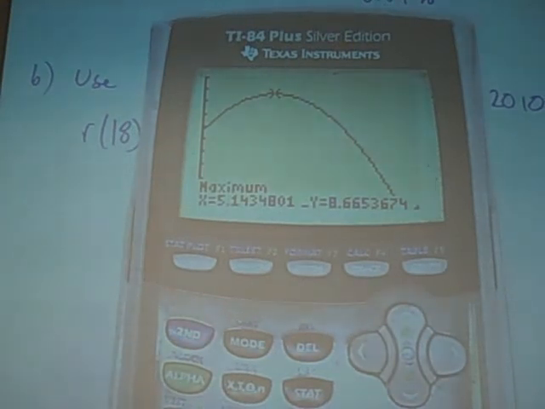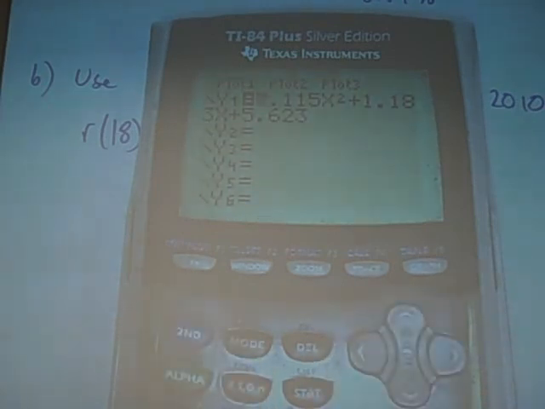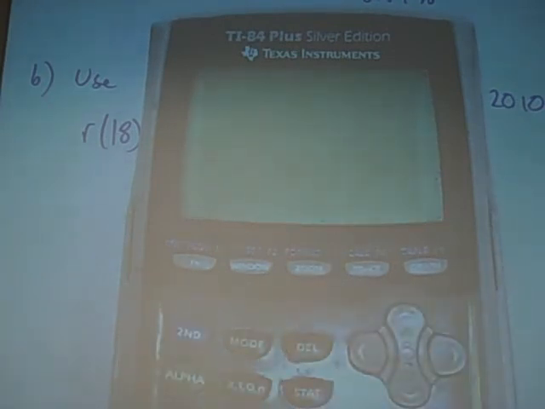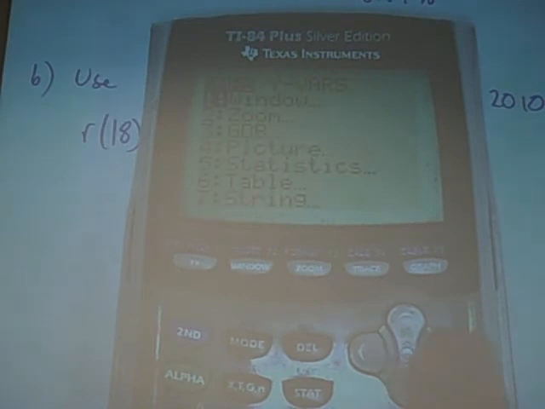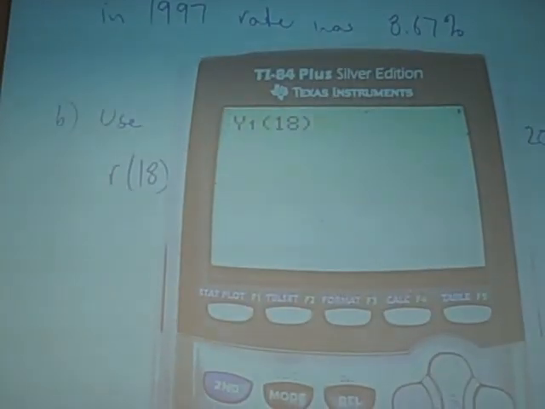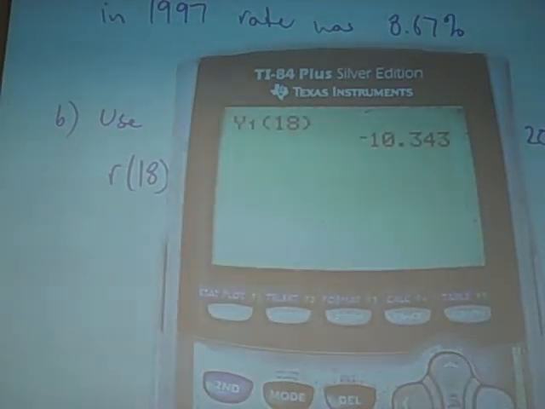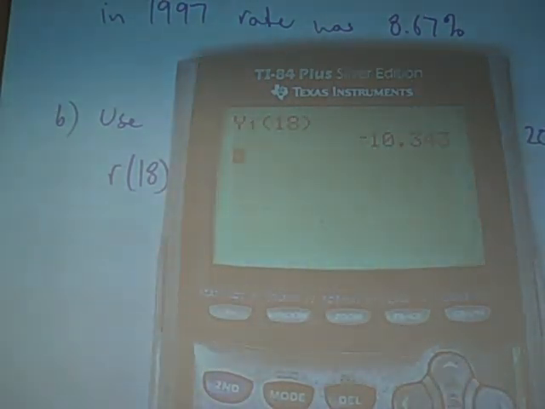The easiest way to do this is just to go back to your home menu. Notice that we have this in the function y1. So you could just do it by hand, or there's a bunch of ways you could do it. But if you go VARS, Y-VARS, function, y1, parenthesis 18. So notice that to get that I went VARS, Y-VARS, function y1. That just tells you that's negative 10.343.